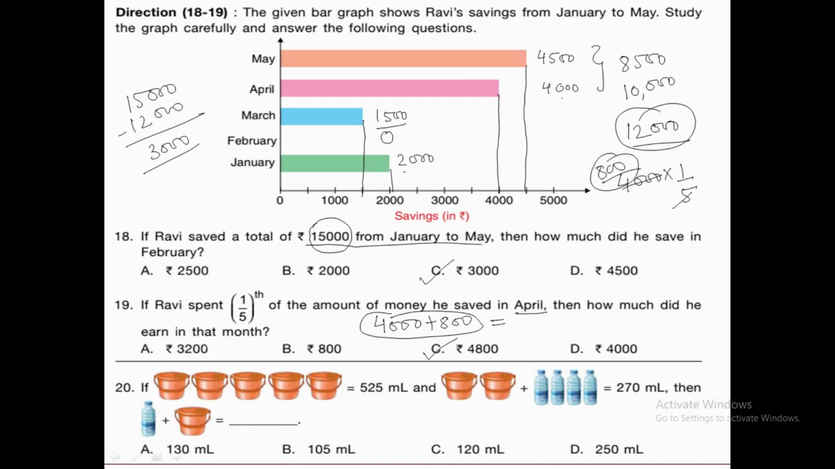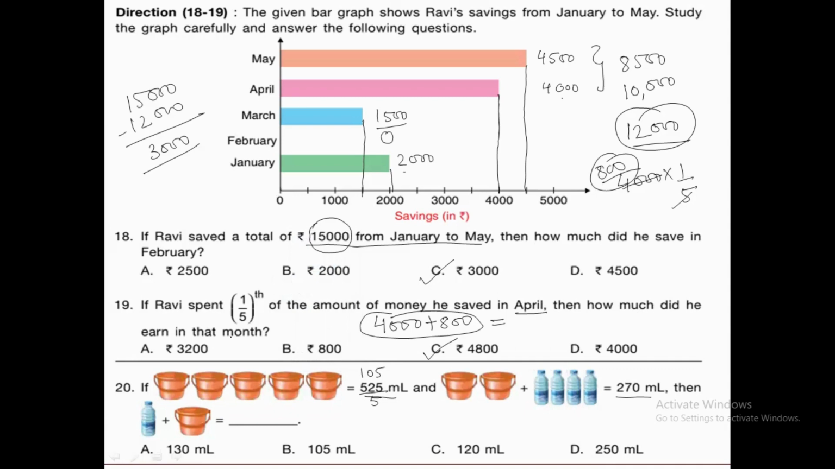Question number 20 is saying that if 5 buckets are equal to 525 milliliters. Okay, now 2 buckets plus 4 bottles is equal to 270 milliliters. Then what is the value of one bottle and one bucket? So what we need to do, as we can see over here, the 5 buckets are equal to 525. Correct. So we need to find the value of one bucket. So one bucket will be equal to 525 divided by 5. So we are getting 5 ones are 5 and 5 fives are 25. So that is 105 milliliters. So the value of one bucket is 105 milliliters.